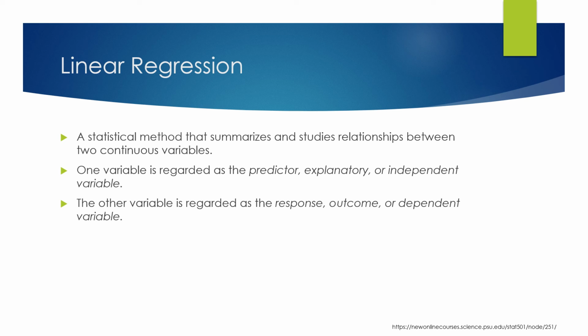Linear regression is a statistical method that summarizes and studies relationships between two continuous variables. One variable is regarded as a predictor, explanatory, or independent variable. The other variable is regarded as the response, outcome, or dependent variable.